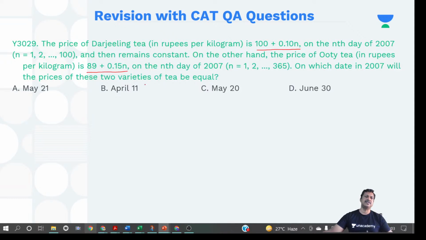So it will increase because n is increasing. On which date in 2007 will the prices of these two varieties of tea be equal? That means for what value of n, this value as well as this value are equal. Okay, so you can solve and write the answer in the chat box.